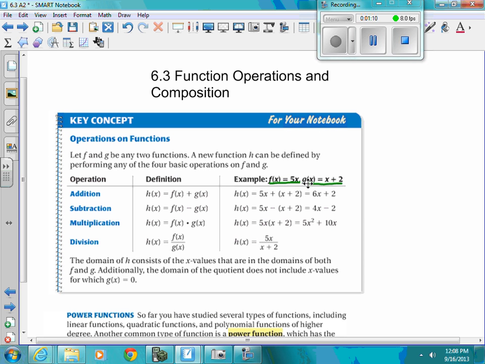When we add them, h of x is f of x plus g of x. It's adding the two functions. They combine like terms. We get 6x plus 2. Subtracting it, we subtract them, we get 4x minus 2. And that's because, remember, you're distributing that negative sign to both terms. Multiplication and division. Once again, you're just multiplying them together. You're using distributive property or FOIL or the table method to multiply, but that's how we got 5x squared plus 10x. And then dividing them, you're just stacking them on top of each other and then reducing if need be.